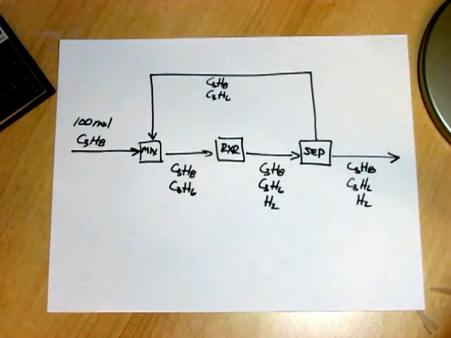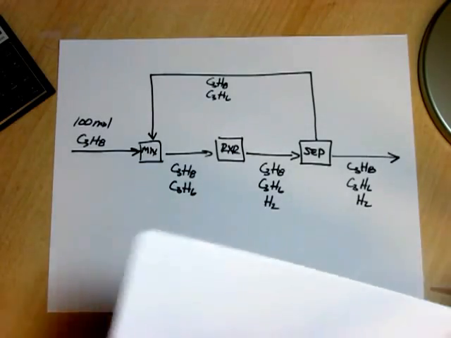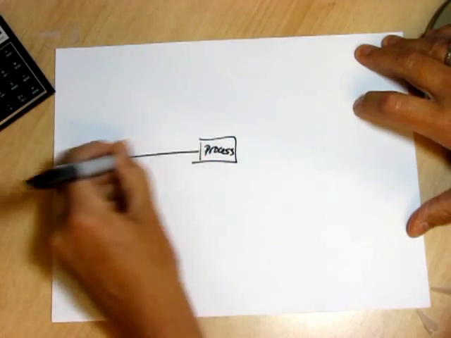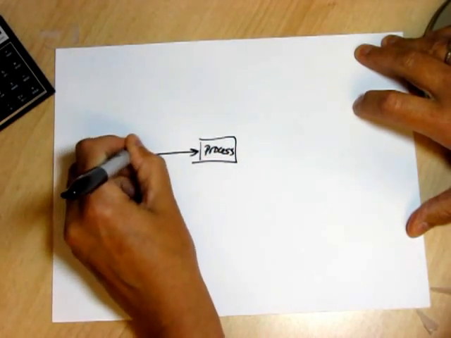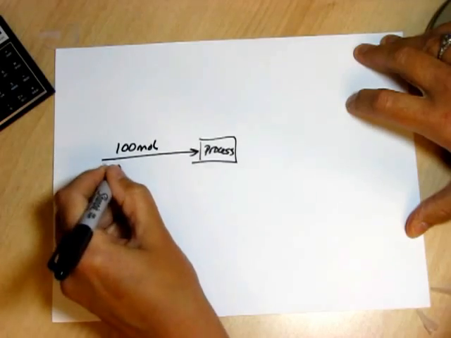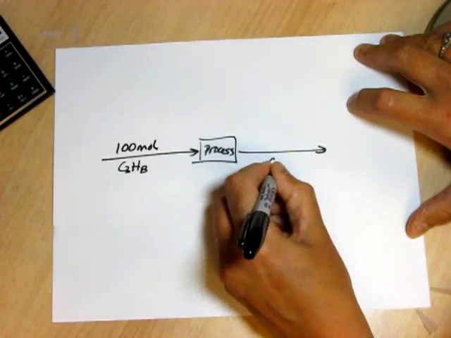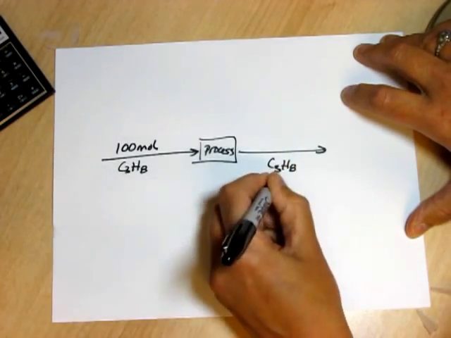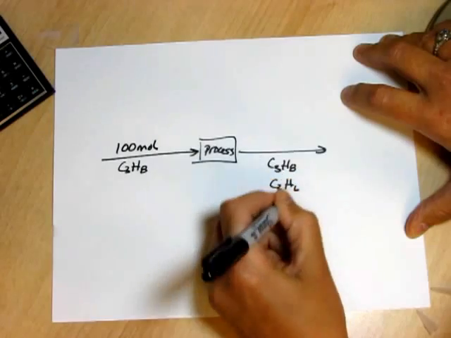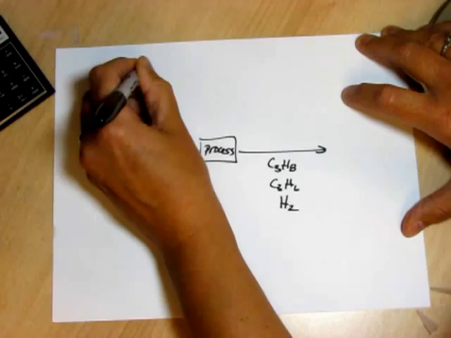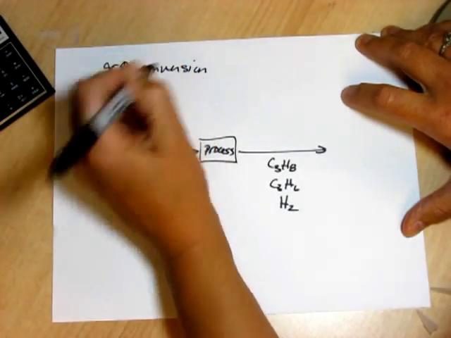The easiest way to see this calculation is to redraw the overall process so that we don't get too cluttered here. So let's draw the overall process as a single unit with 100 moles of our propane coming in, and the outlet stream, which has propane and C3H6 and hydrogen. And there is 95% conversion on this overall process.